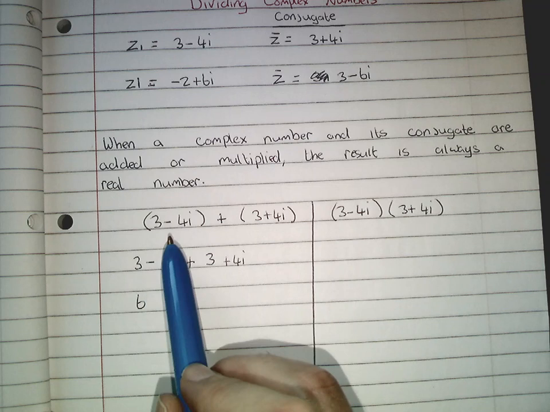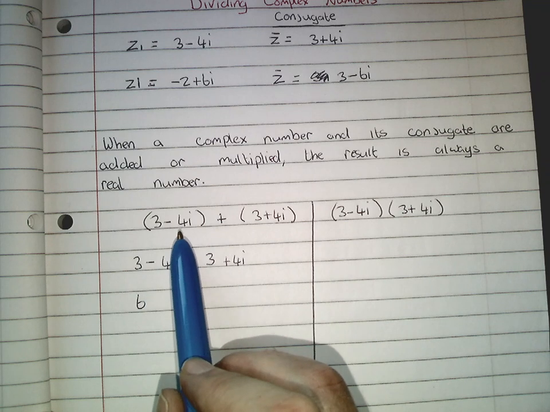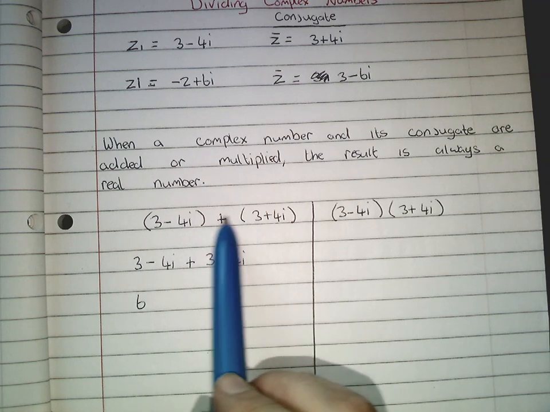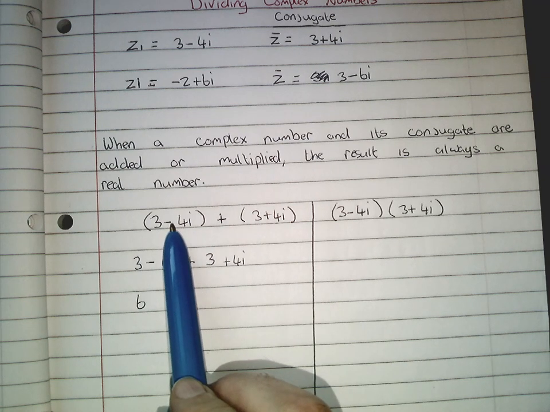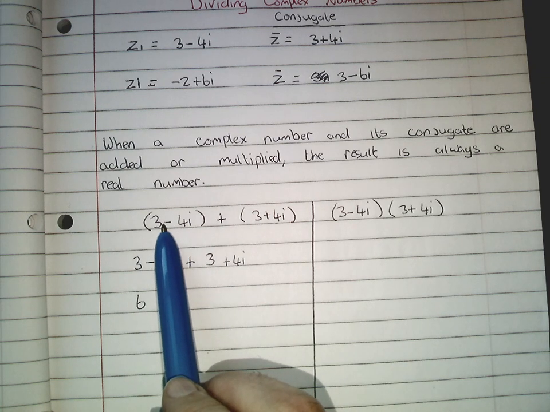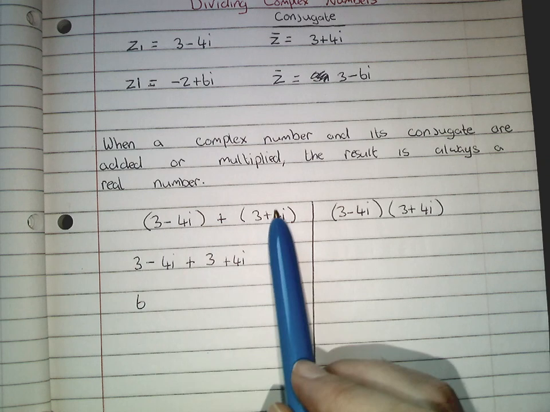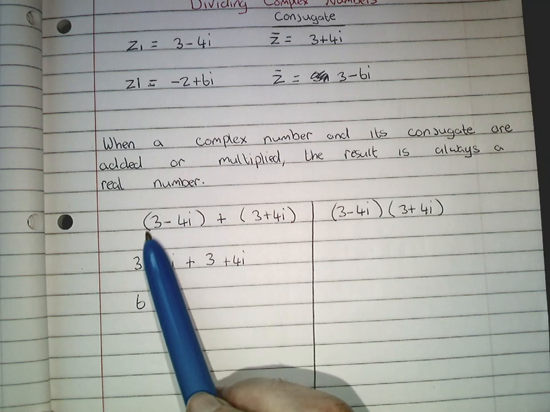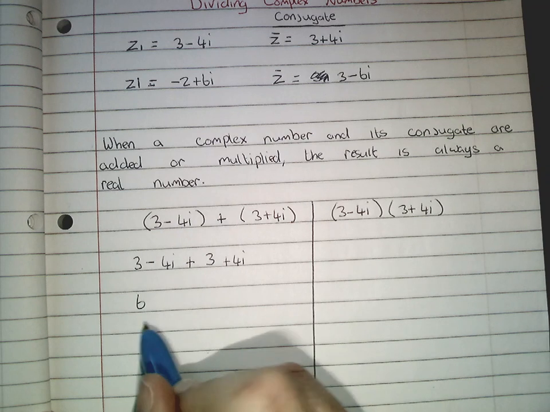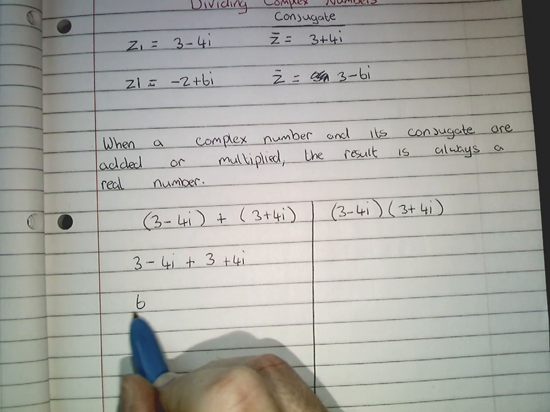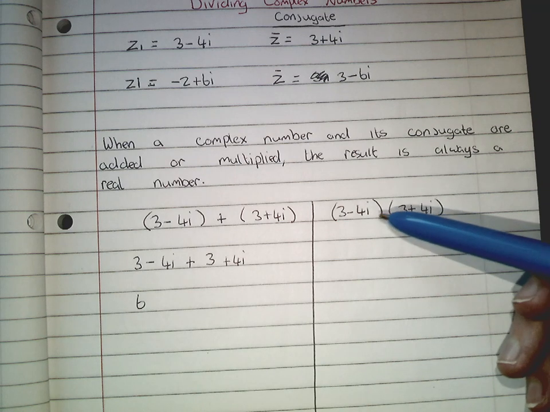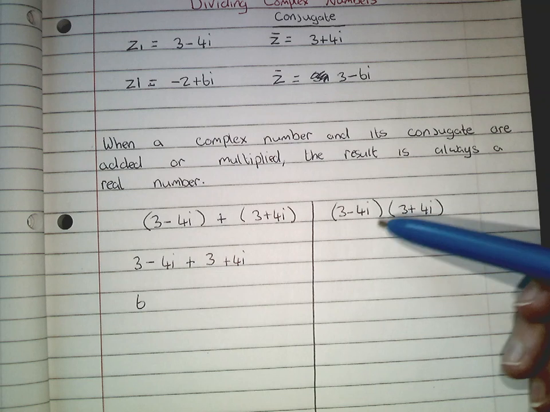What you'll notice is that when you add conjugates, the imaginary parts actually cancel each other out. For example, if this is the complex number 3 minus 4i, then the conjugate is going to be, you just change the sign to plus, so they cancel out. What ends up happening is just the real parts get added up. So this one ends up as 6, which is a real number. Again, the same thing applies when we multiply a complex number by its conjugate. Let's have a look at how that works out.